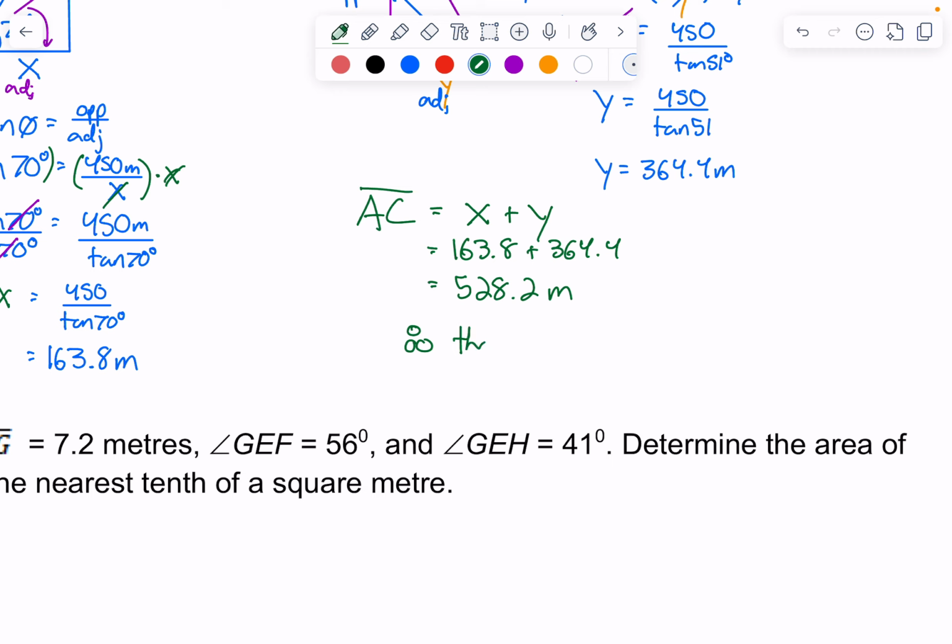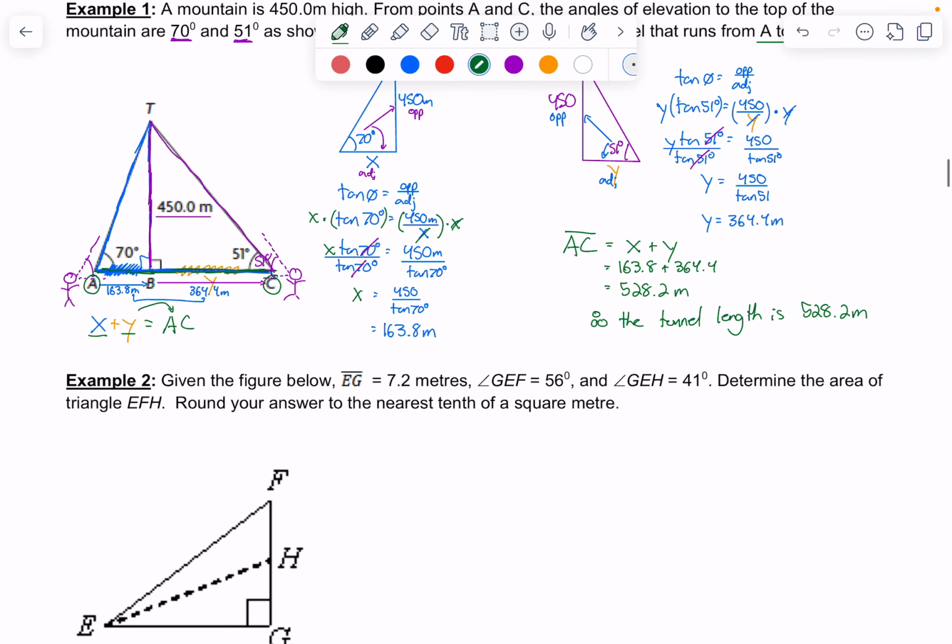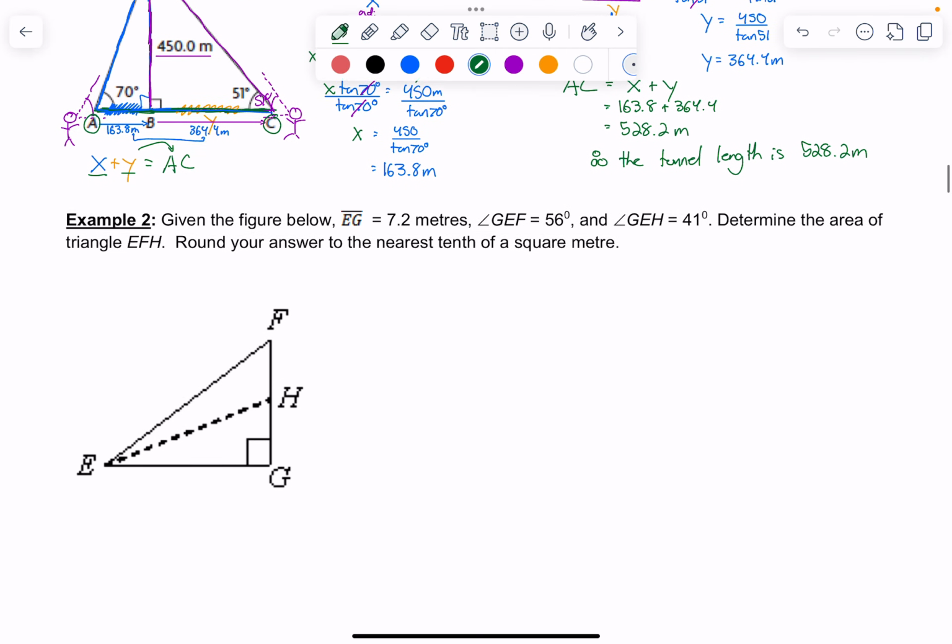So therefore, side length AC, which in the context of this problem was the tunnel length, the tunnel length is 528.2 meters. And there we go. So let's try example 2.